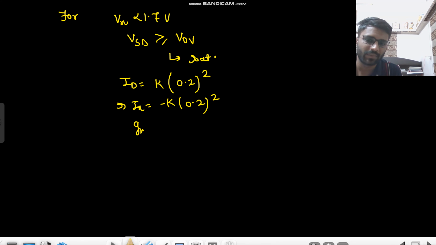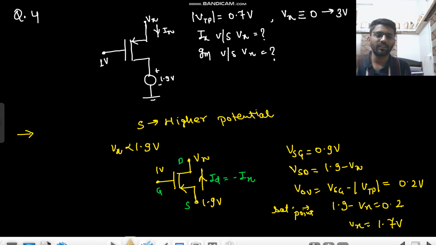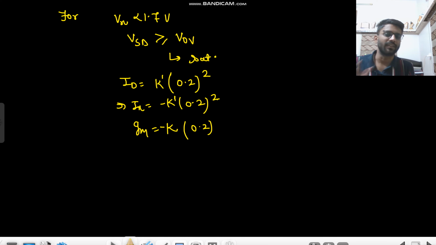If we talk about Gm, Gm would be some constant. Here you can write K dash, some constant, into V overdrive. But we will also have a negative sign here because of the current in the opposite direction. The Ix is taken in this direction, but the current is going in this direction. That's why we have a negative sign. I have already explained this concept.